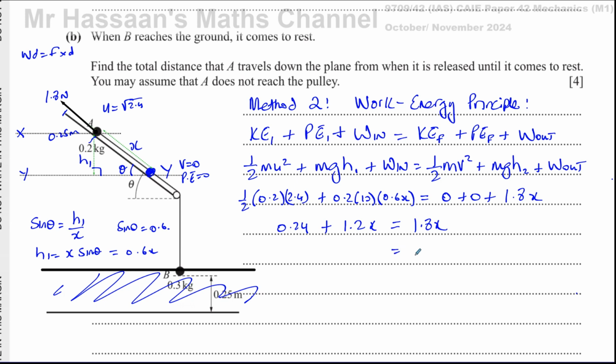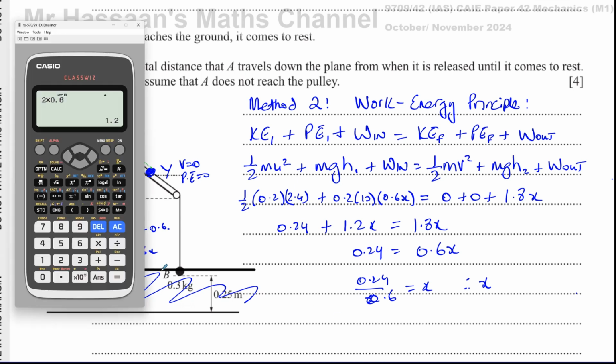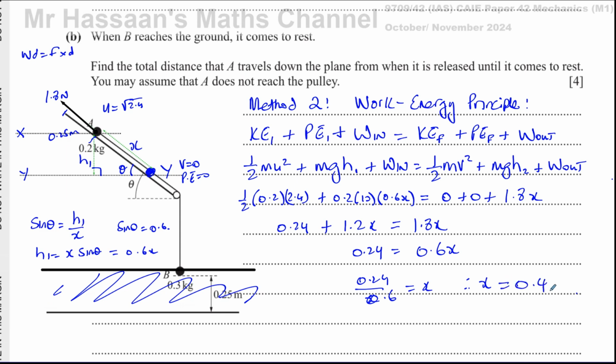So now we can subtract. 1.8 minus 1.2, which is 0.6x, equals 0.24. So you have 0.24 divided by 0.6 gives us x. So therefore x is equal to, that's going to be 0.4, I think, as we should find. So we got 0.24 divided by 0.6 gives us 2 over 5, which is 0.4, which is exactly what we were looking for.